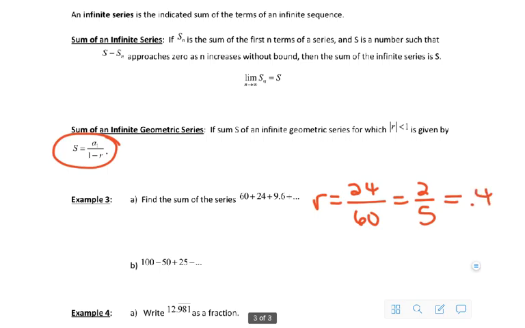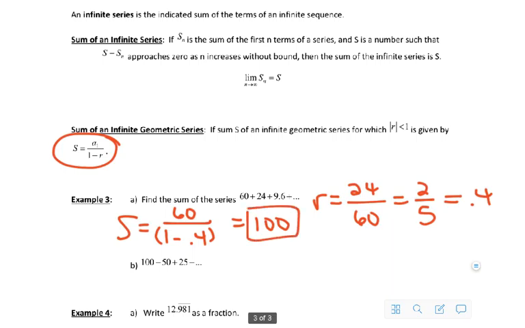If it's geometric and the absolute value of r is less than 1, then I can find the sum by doing the first term divided by 1 minus the common ratio. If you do this in your calculator, please put a set of parentheses around the denominator, or you're not going to get the right answer. 60 divided by (1 minus 0.4) is going to be 100. Because the numbers are getting smaller, eventually they become so small that they're negligible, which is why the sum ends up being 100.